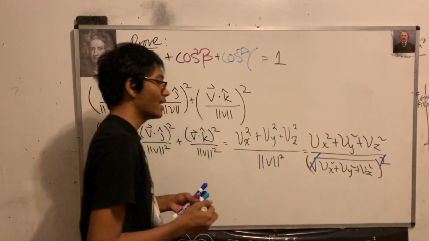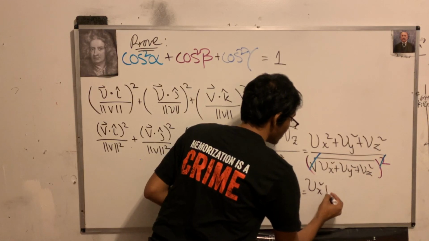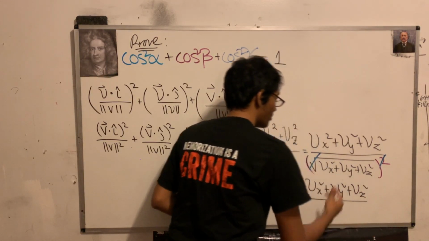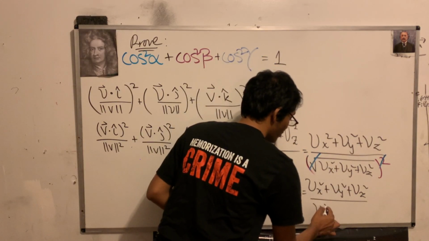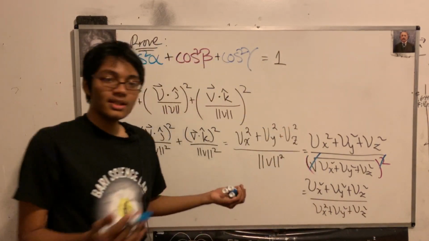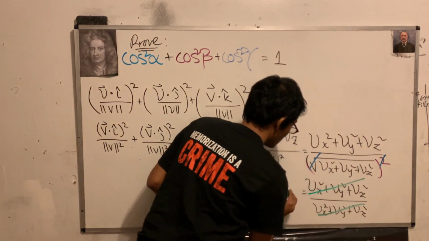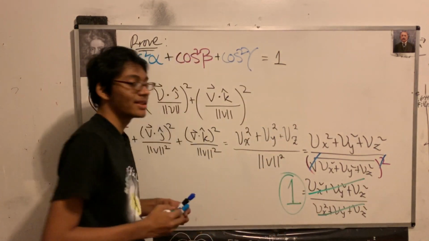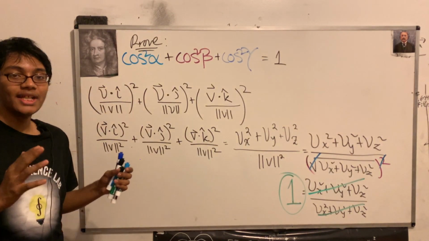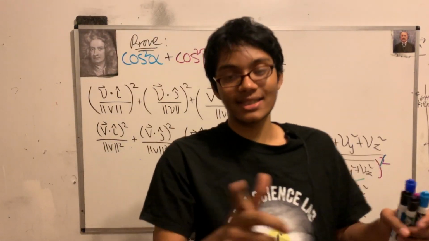Easy as pie. And so you're left with what? On the numerator, you're left with vx squared plus vy squared plus vz squared. And on the bottom, you're left over with vx squared plus vy squared plus vz squared. But notice, the numerator and denominator are the same. And so, boom, you're left over with nothing but 1. And so thus we've just proved that the sum of the direction cosines squared is indeed 1. And that's it for this lecture on vector calculus, and we'll check you out next time.